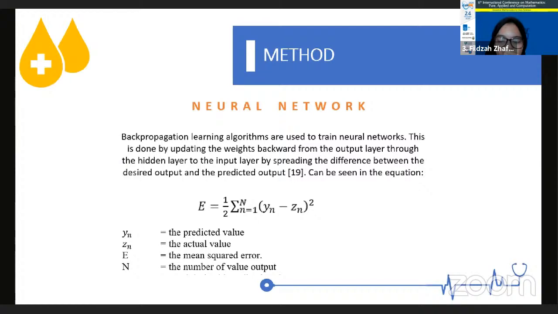Backpropagation learning algorithms are used to train neural networks. This is done by updating the weights backward from the output layer to the hidden layer to the input layer, by computing the difference between the desired output and the predicted output. This can be seen in this equation.